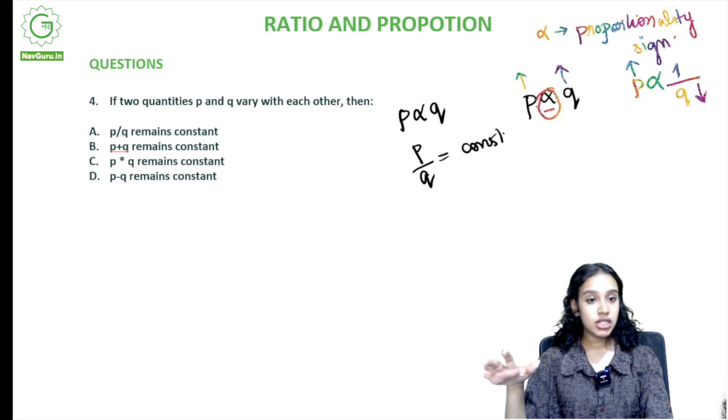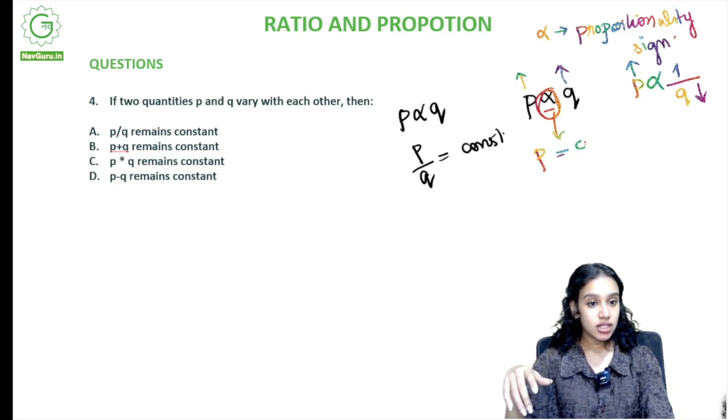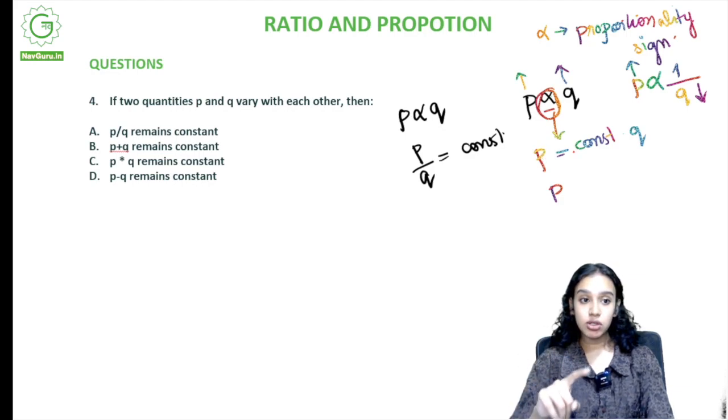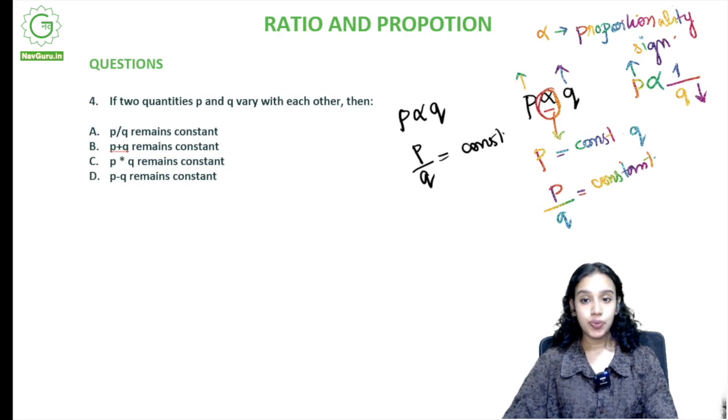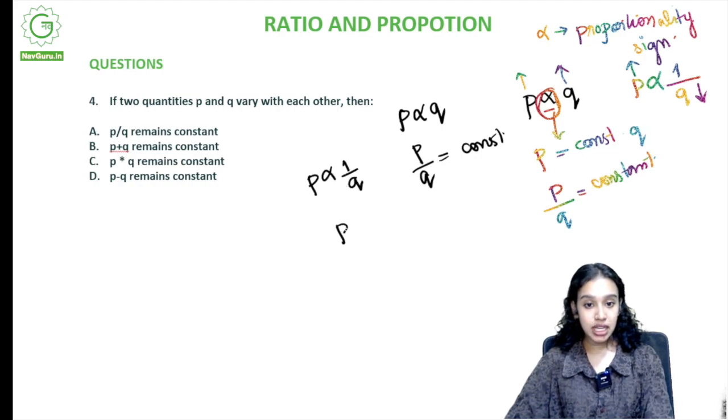Whenever we are using a proportionality sign and converting it into an equal to sign, we multiply the term with a constant. So, when we say that P is directly proportional to Q, we get that P is equal to a constant into Q. Therefore, P by Q would be a constant, right? Now, when we are saying that P is inversely proportional to Q, this means that P is equal to a constant into 1 by Q, which means that P into Q is equal to a constant.